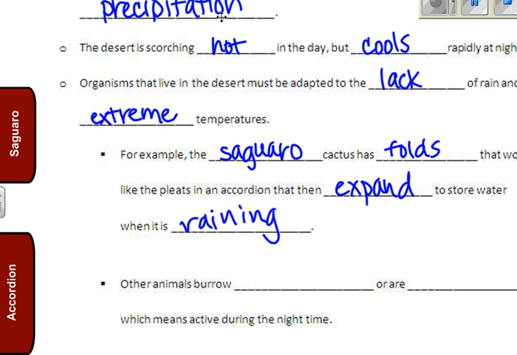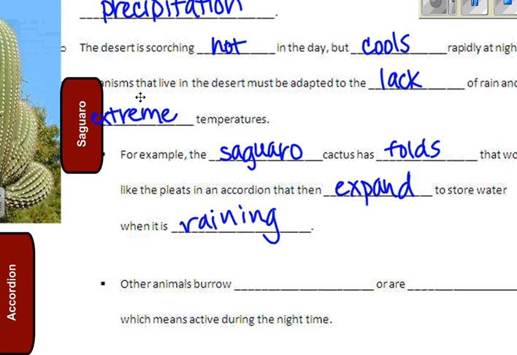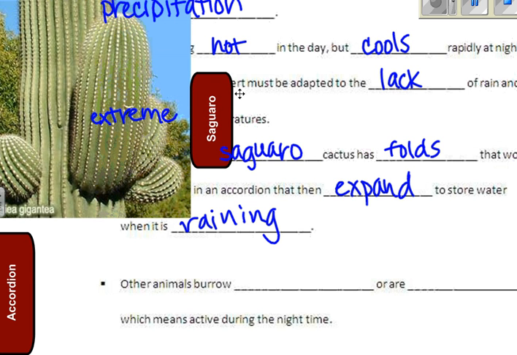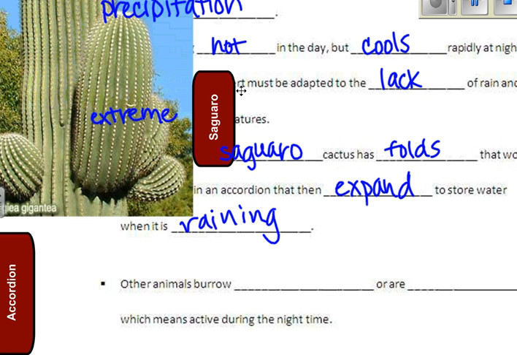So let's take a look at a saguaro cactus. You know what that looks like? Okay, you can see it has those ridges. Those are those pleats. Okay, and they expand to store the water. So if you see one that's kind of a shriveled saguaro cactus, then you know, oh, it really needs some water. This one looks like it's kind of expanded, so maybe it has stored enough water for it to survive for a while.